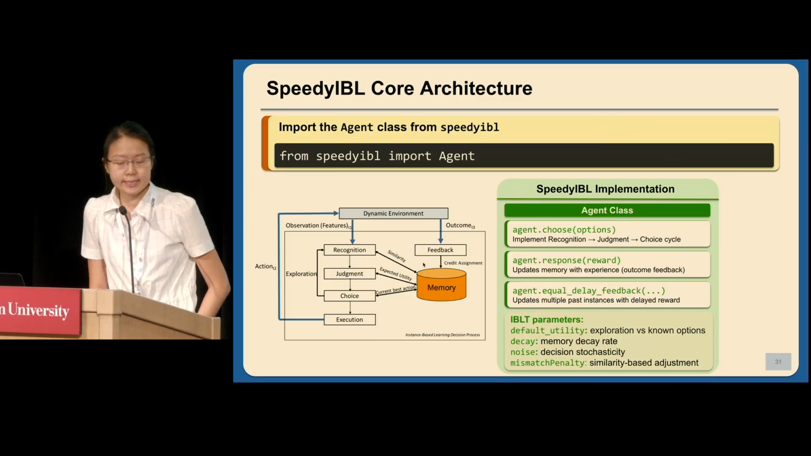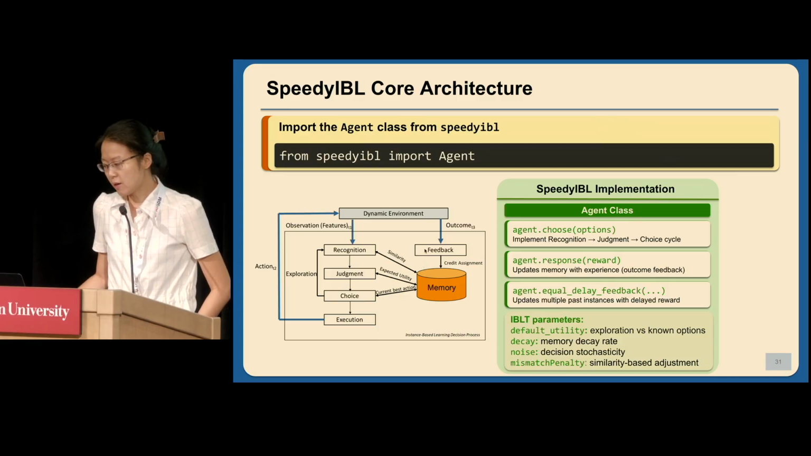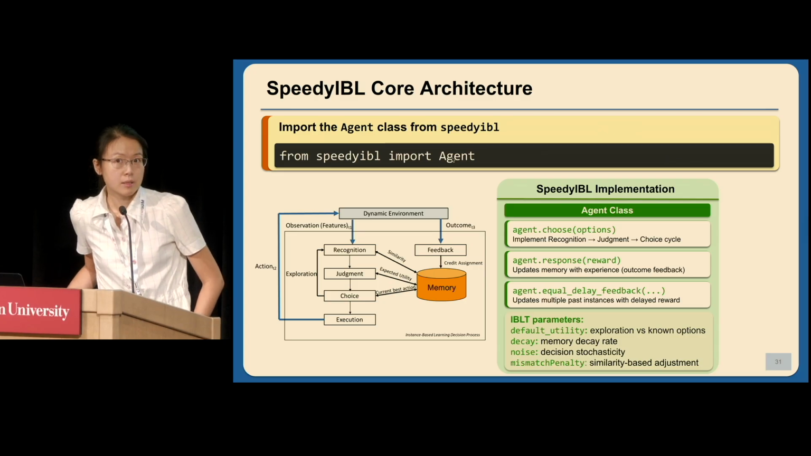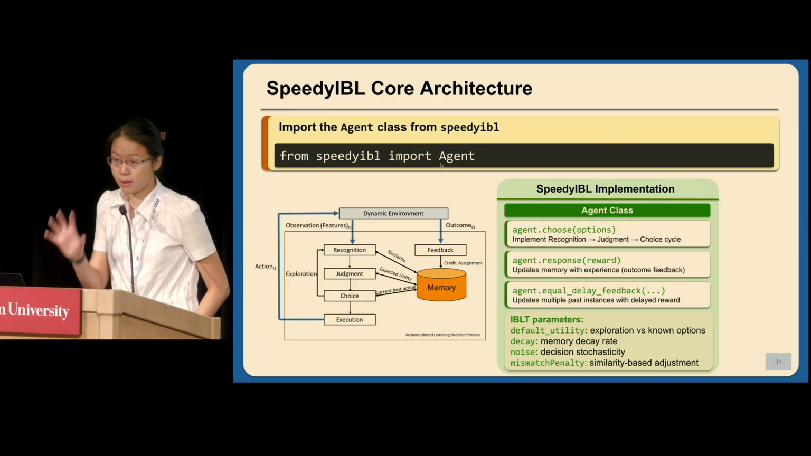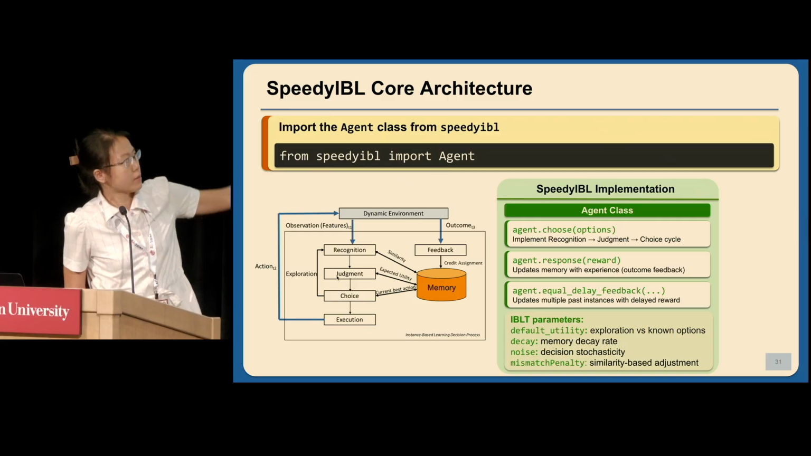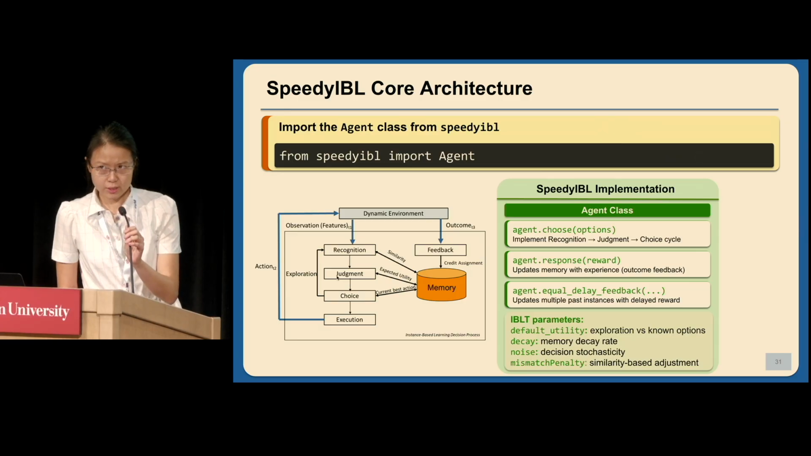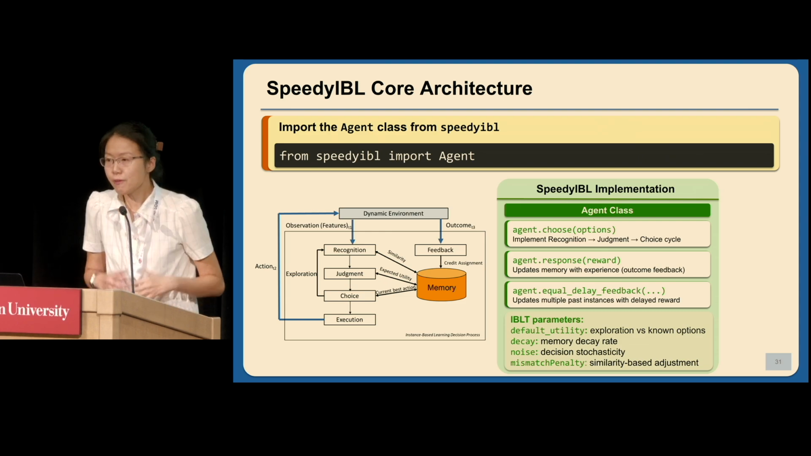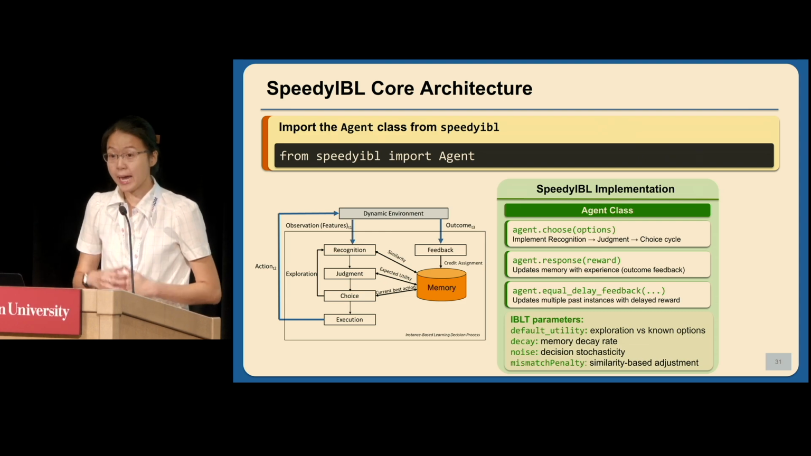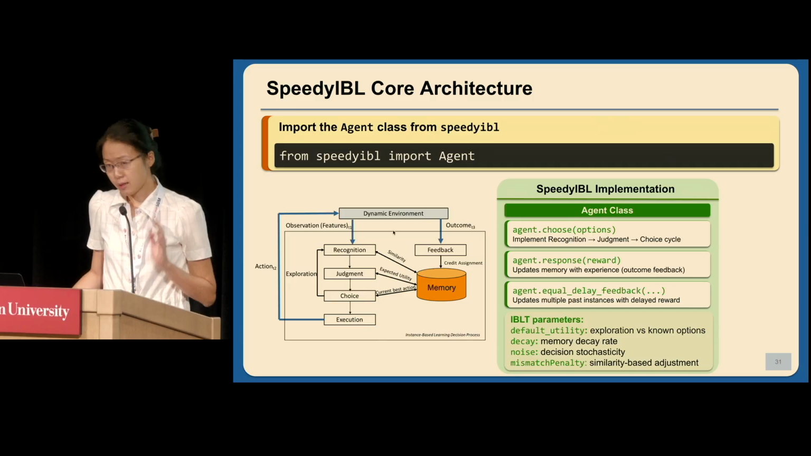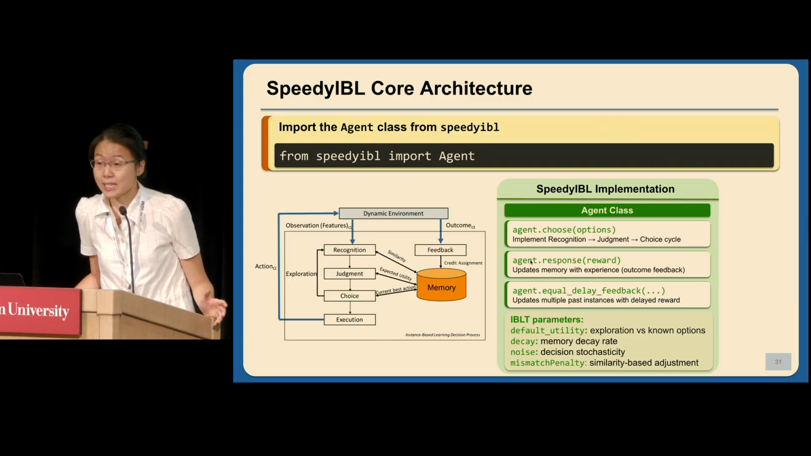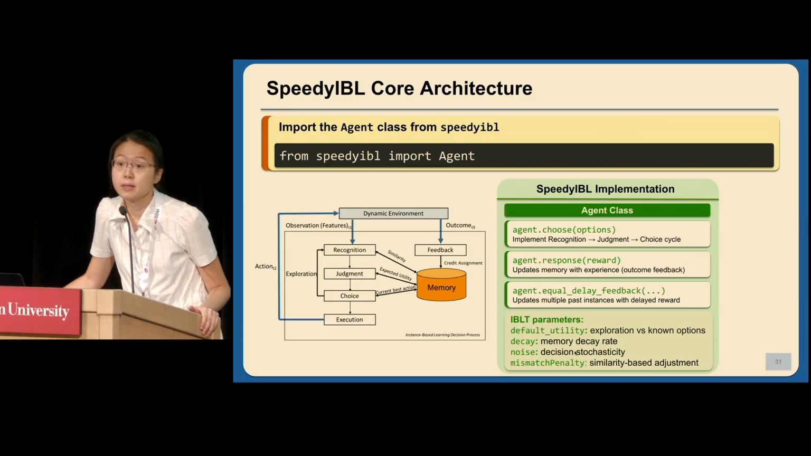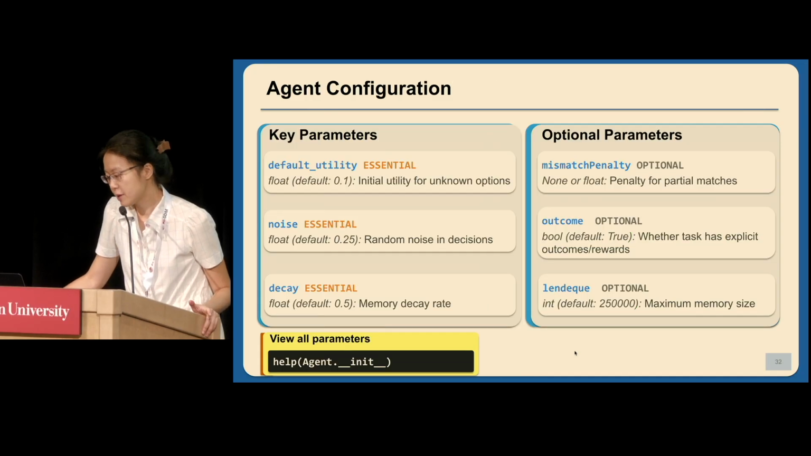Okay, so the core architecture of the Speedy IBL library is in the class Agent. First of all, we need to import the class Agent. This is the architecture that Coty presented for instance-based learning theory. The process of recognition, judgment, choice, evaluation, and updating the outcomes into memory is implemented through a couple of essential functions and parameters. I'm going to start first with the parameters of the agent.